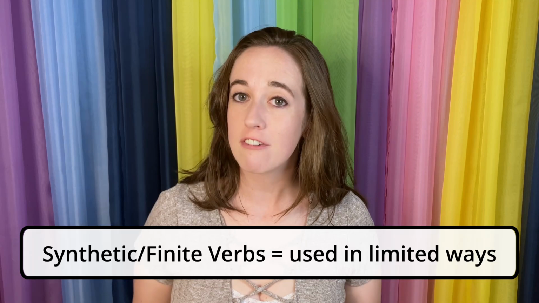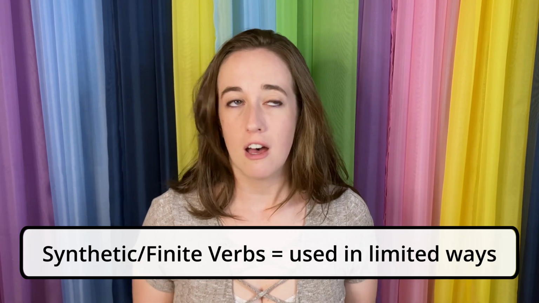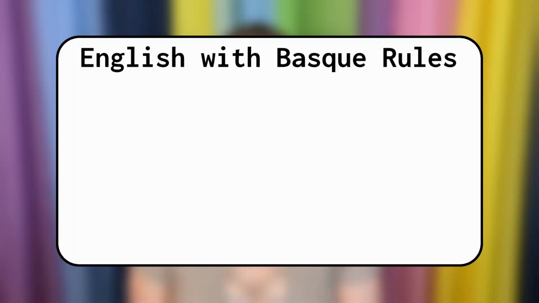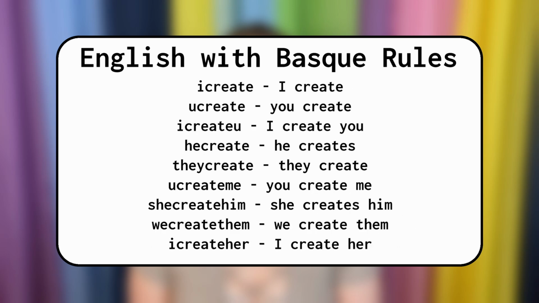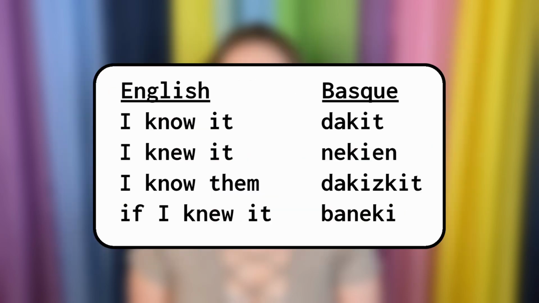Note that synthetic verbs are also called finite verbs because these verbs are only obviously used in a finite number of ways. So if I make English words with Basque synthetic verb rules, I would have a new word like I create, one word, and you create, one word, and also a new word for I create you, and so on and so forth until you have dozens or sometimes hundreds of new words instead of 2 or 3 of the same old pronoun-verb combination. And this is how Basque synthetic verbs work.